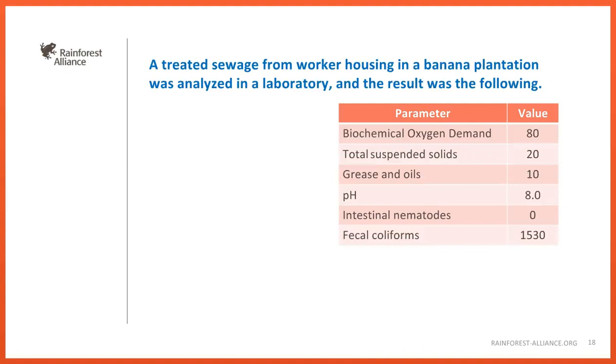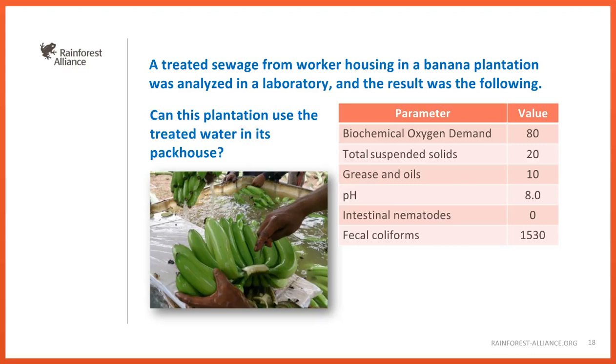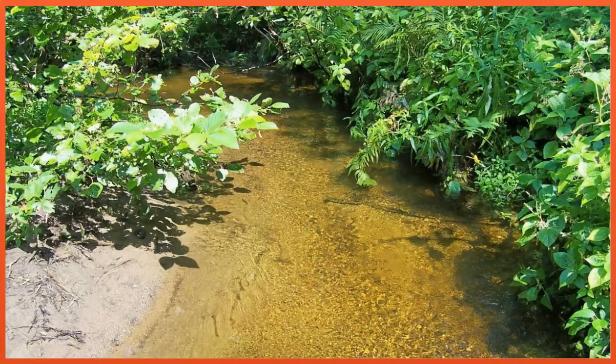Last quiz. A treated sewage from worker housing in a banana plantation was analyzed in a laboratory, and the result was the following. Can this plantation use the treated water in its pack house? The answer is no. Regardless of the result of the water analysis, sewage can never be used for food production or processing. Let us protect the water sources and leave the clean water for our future generations.